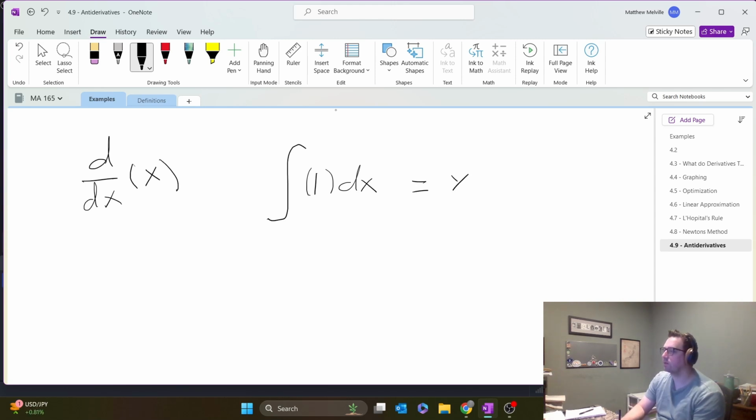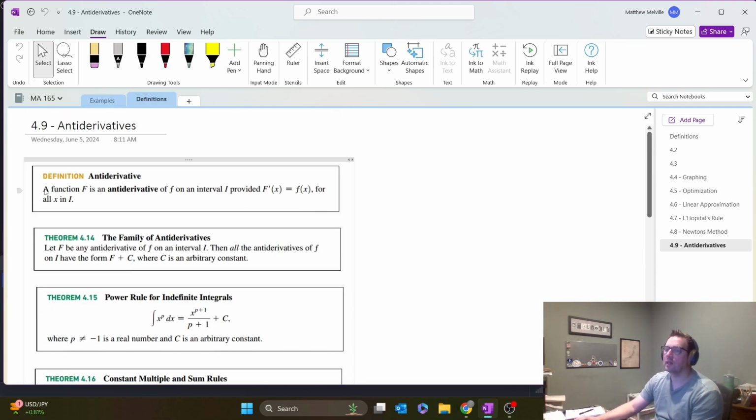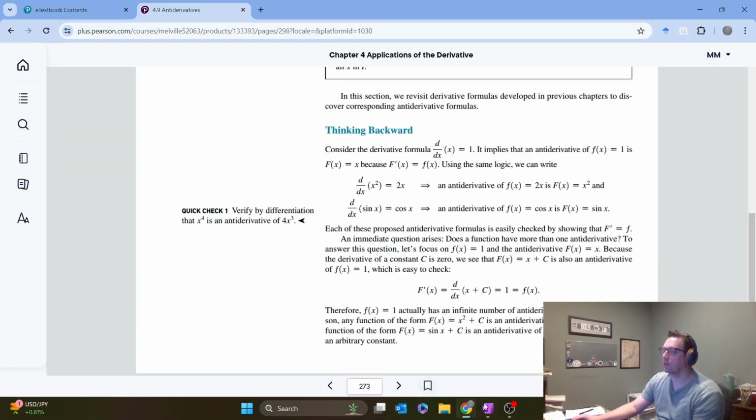This equals x plus c, because I know the antiderivative of 1 is x, but it could also be any family of that, so plus c. All right, so let's go to a formal definition of this one right here. We can see that this is the antiderivative. It's just saying, hey, if I take the antiderivative of the derivative, I get the regular function. Okay, family of antiderivatives.